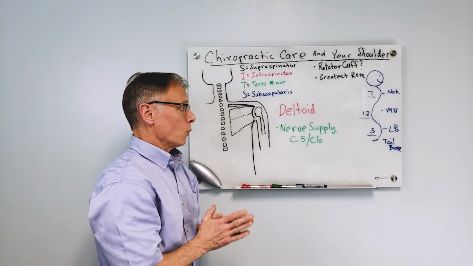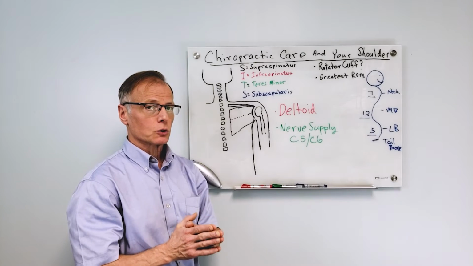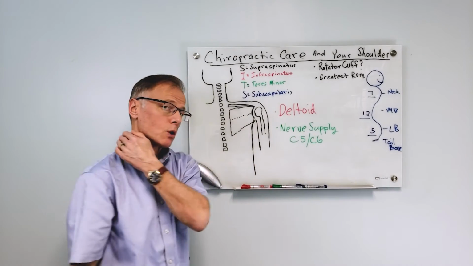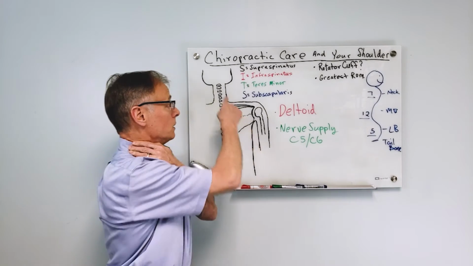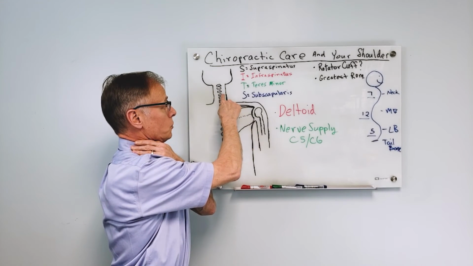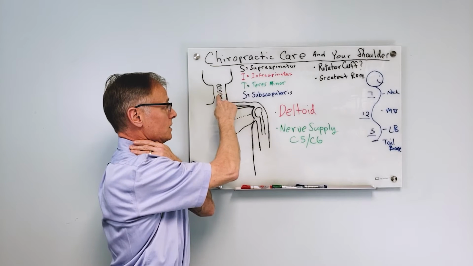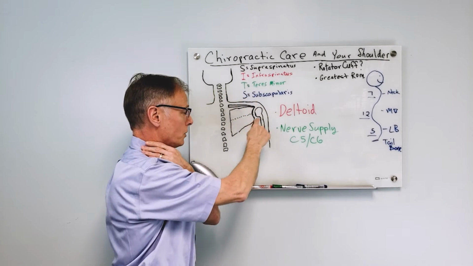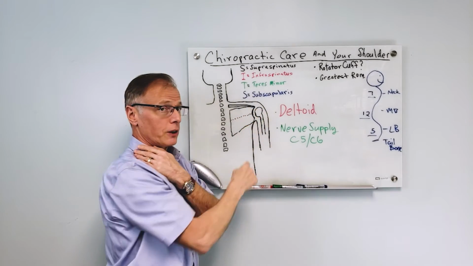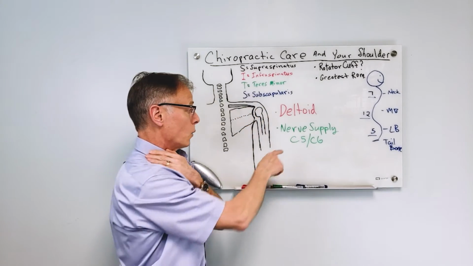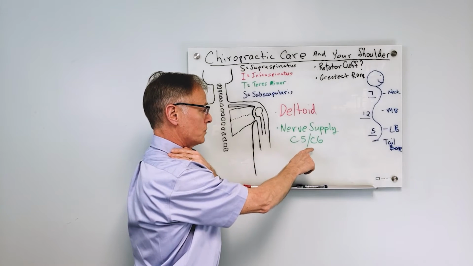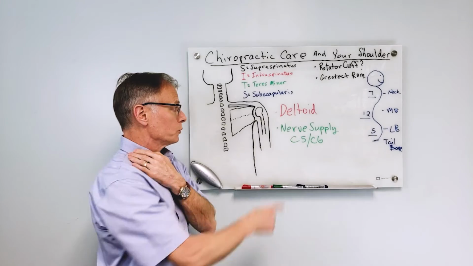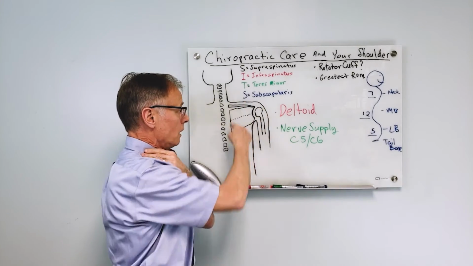All right, so now one of the things that can go wrong with the shoulder joint is actually the nerve supply from your mid to lower neck in this area right here. So these nerves go out of this area into the shoulder joint and supply all the nerves to the muscles and joints itself. Now, when people get pinched nerves in this area of the neck, they begin to have problems with this area of the shoulder.